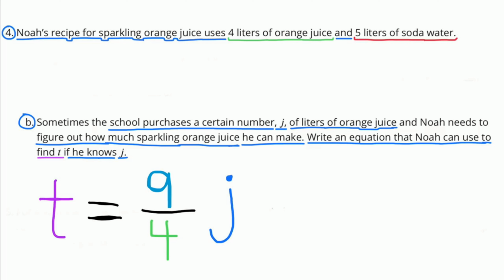B. Sometimes the school purchases a certain number, J, of liters of orange juice, and Noah needs to figure out how much sparkling orange juice he can make. Write an equation that Noah can use to find T if he knows J. T would equal 9/4 times J, or T equals 9/4 J.